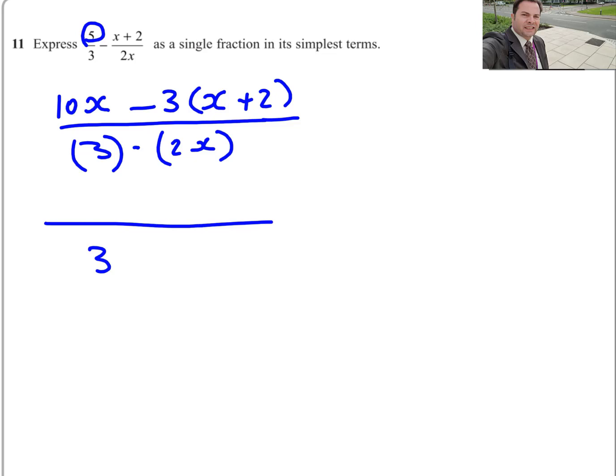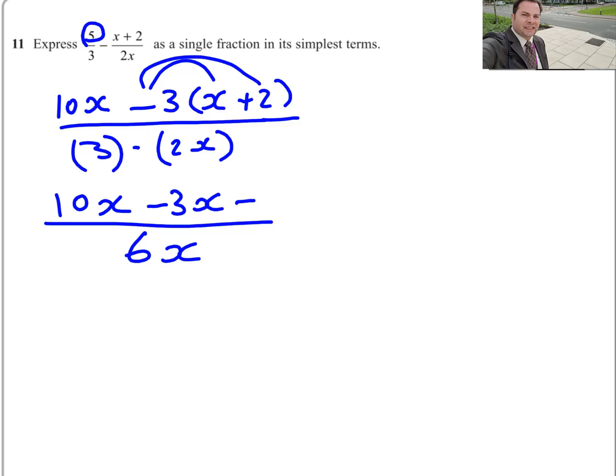Even if you keep it, 3 times 2x or 3 times 2 is 6x. 10x minus 3 times x is 3x. Then negative 3 times 2 is negative 6. You can simplify more. 10x minus 3x is 7x minus 6, all divided by 6x. This answer is a single fraction in its simplest form.